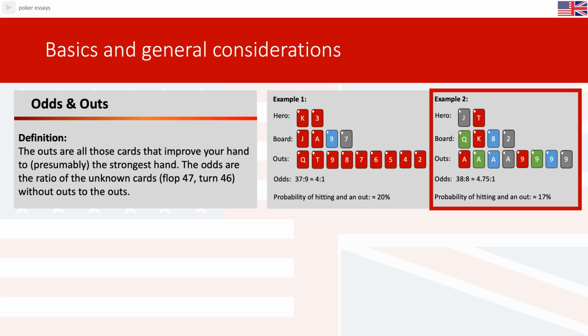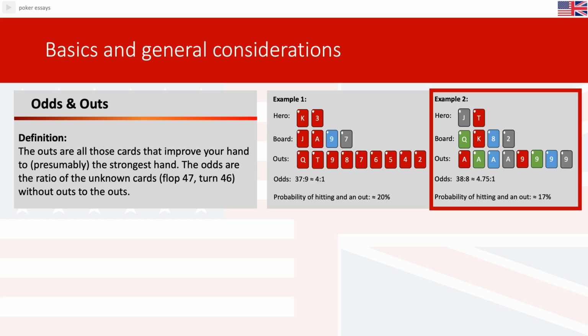Now take a look at the second example. You hold the Jack of Spades and the 10 of Hearts. 4 cards are on the board: the Queen of Clubs, the King of Hearts, the 8 of Diamonds and the Deuce of Spades. If you assume that in the given situation a straight is required for the best hand, you have 8 outs, every ace and every 9.